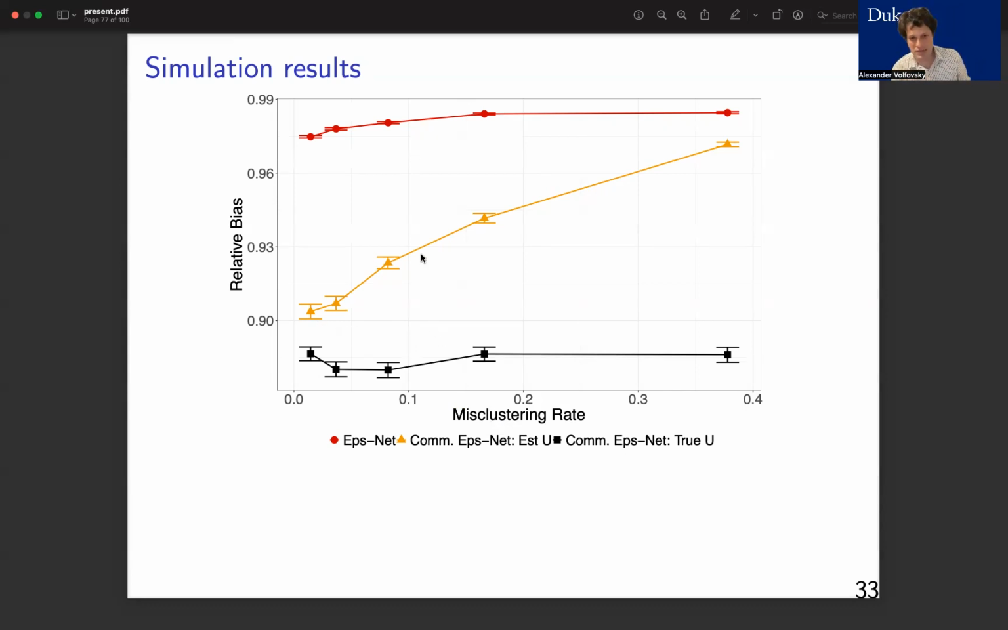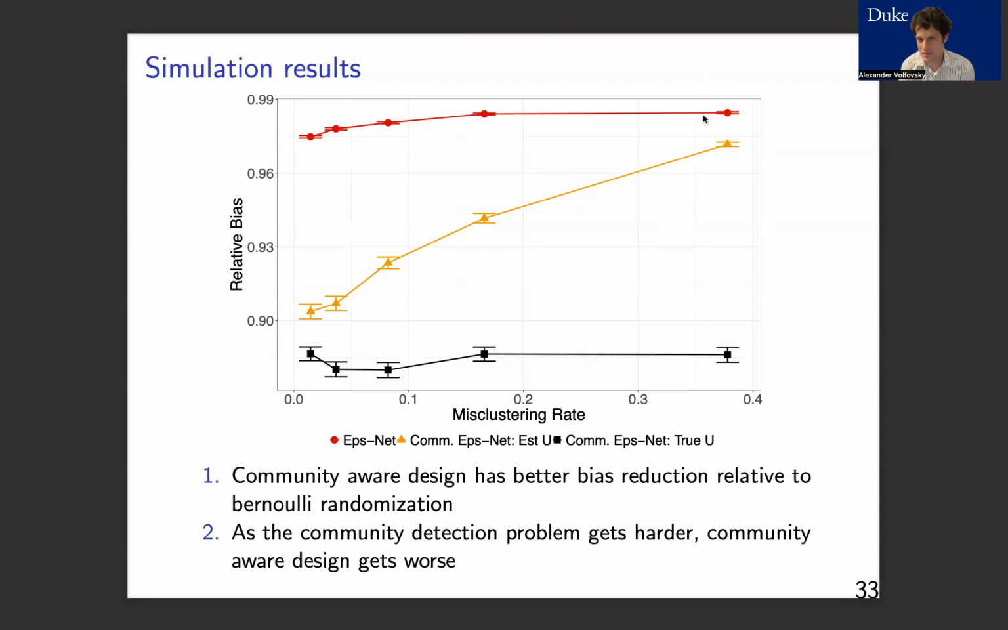And we see that as it becomes harder and harder to correctly identify the communities, our adaptive approach, our community-driven design, performs worse and worse, tending towards the original graph cluster randomization. But it does not perform as poorly as that, even when the community detection problem is hard. But that's kind of nice, right?